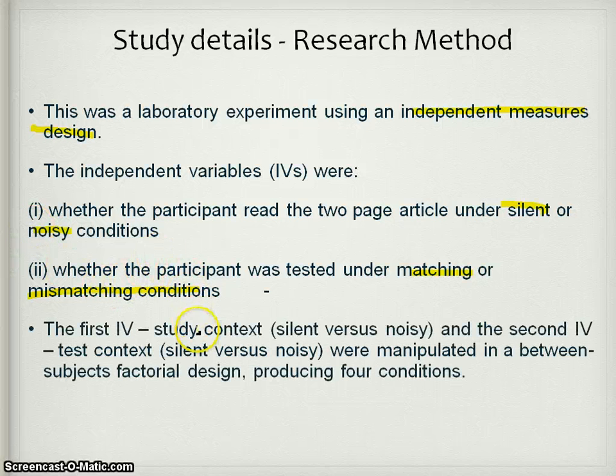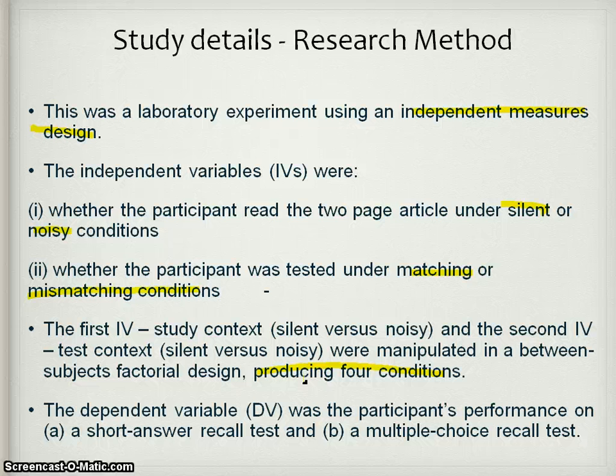The first IV, the context, silent versus noisy, and the second IV, the test condition, silent versus noisy, were manipulated in a between subjects factorial design, producing 4 conditions. Okay, so that means independent measures produced 4 conditions, and I'll show you a visual summary of that in a sec. The dependent variable was the participant's performance on a short answer recall test and a multi-choice recall test. Okay, so just 1 or 2 word answers for the recall test and a multi-choice test as well.